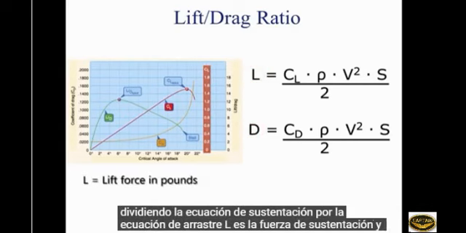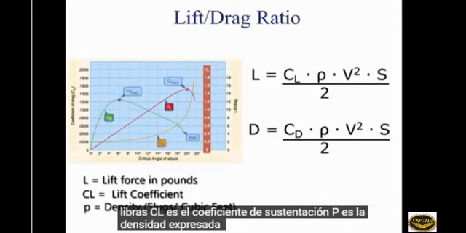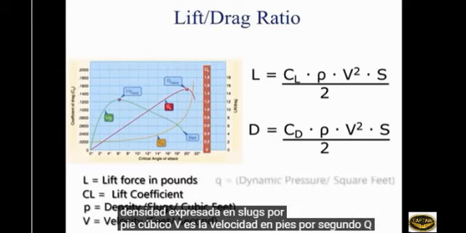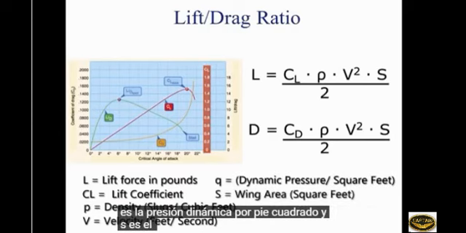L is the lift force in pounds. CL is the lift coefficient. ρ is density expressed in slugs per cubic foot. V is velocity in feet per second. Q is dynamic pressure per square foot. And S is the wing area in square feet.